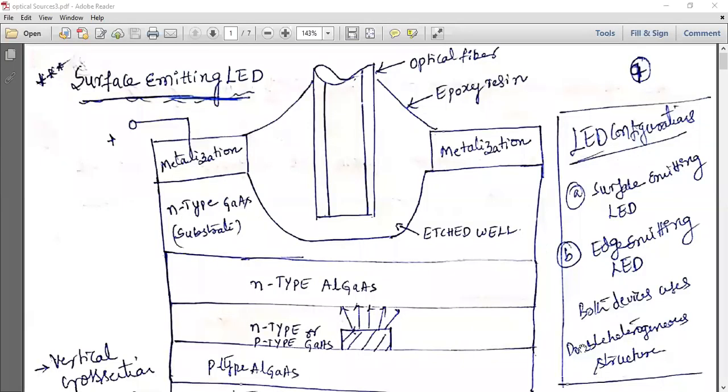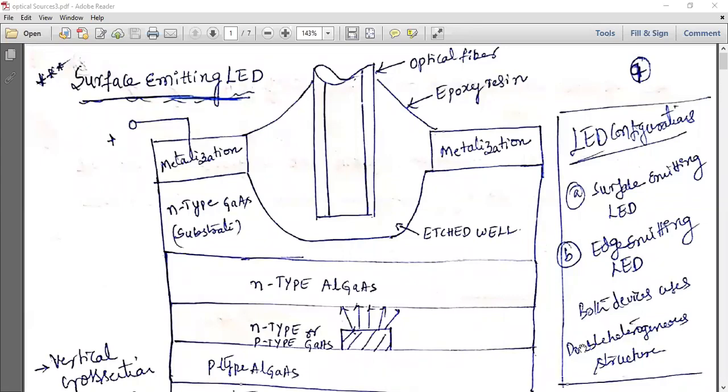We studied about the ternary alloys and quaternary alloys, and then we studied the light emitting diode and its characteristics. We also studied homojunction and heterojunction, and the double heterojunction LED, which is important with respect to your exam.